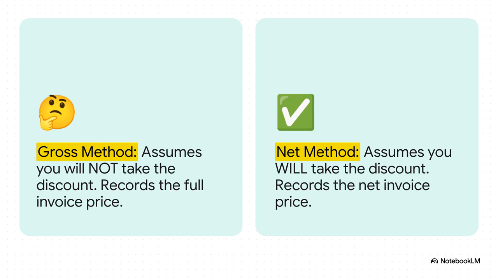So you've got two schools of thought here. First is the gross method. This one's kind of pessimistic, you know? It just assumes you're going to be late and miss the discount, so you record the full price. Then you have the net method. This one's the optimist. It assumes you're on top of your game and you're definitely going to pay early, so you record the discounted price from day one.